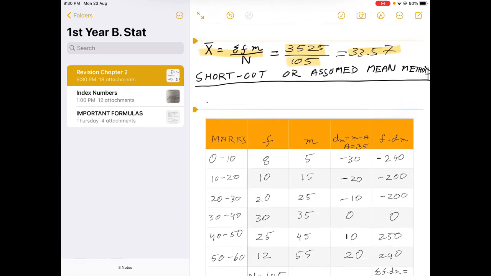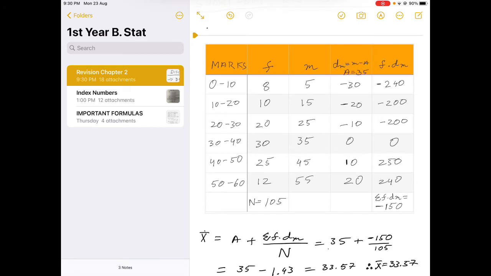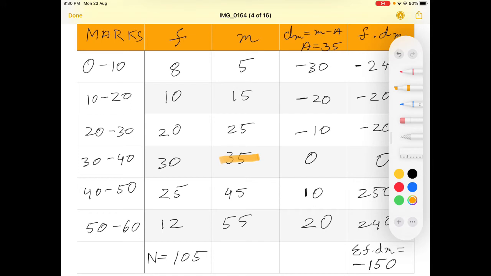Now, the second method is called the assumed mean method. Just like the discrete series, the assumed mean method is very similar, but instead of x, we find the deviation value dm for the mid value. So here we subtract A, which is one of the assumed middle values. Here we take 35 as our assumed mean and we subtract it from all the mid values. So 5 minus 35 gives me minus 30. 15 minus 35 gives me minus 20. 25 minus 35 gives me minus 10. Like that, I find the deviations from all the mid values.